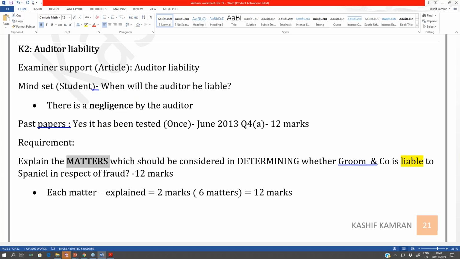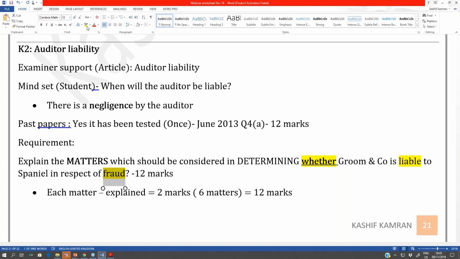Whether the audit firm is liable or not. So it may be that the audit firm is not liable, because when the question says whether, I hope you all understand this, that means the outcome can be that Groom and Company is liable, or the outcome can be that Groom and Company is not liable. Is that clear with everyone? So when the question says whether, that means the outcome can be both. It could be that Groom and Company is liable, right? And it could be that Groom and Company is not liable in respect of fraud.